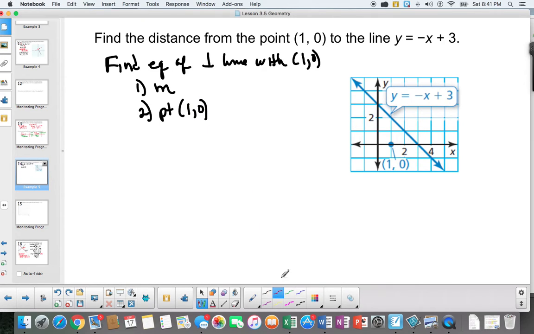And since I'm looking for a perpendicular, I'm going to look at this slope right here, and I want the opposite reciprocal, so my slope that I want is 1. And now I'm going to write the answer. Y take away 0 is equal to 1 times x minus 1. I'm going to clean this up, and if I distribute, it's just going to be y equals x minus 1. So this is the line I want, all right?